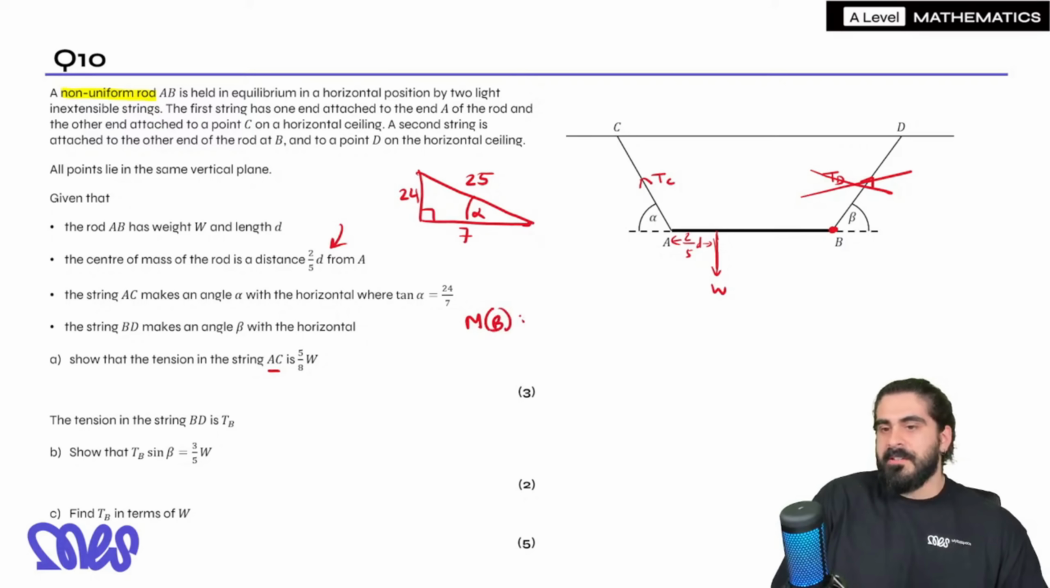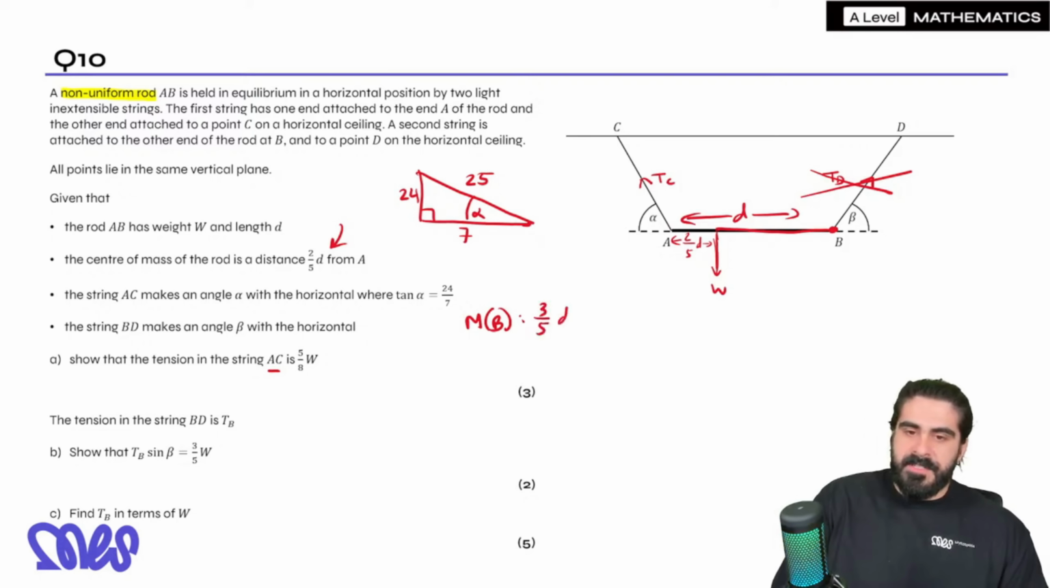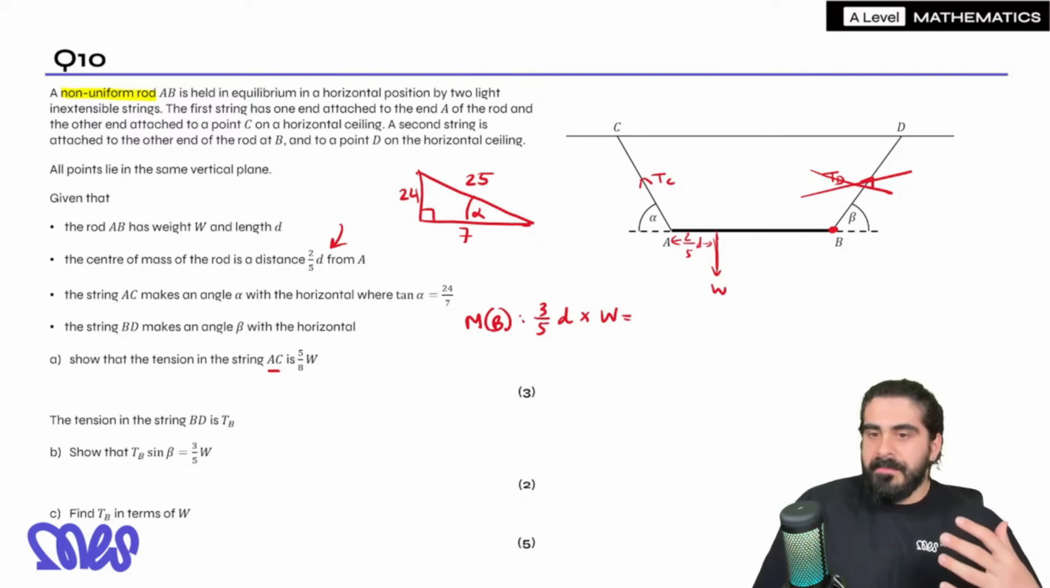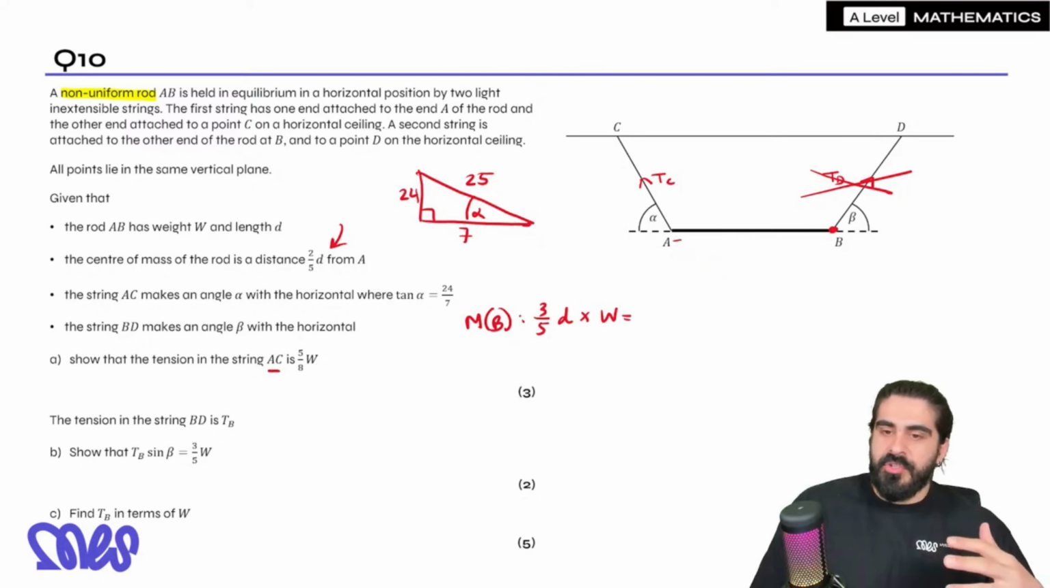One of them is easy. W times that distance. Well, remember, the whole length of the rod is D, right? So we're going to do 3/5 D times W equals. Now, this is where students make so many mistakes. I'm going to clear the diagram just so you can see it. If you want, draw a new diagram.